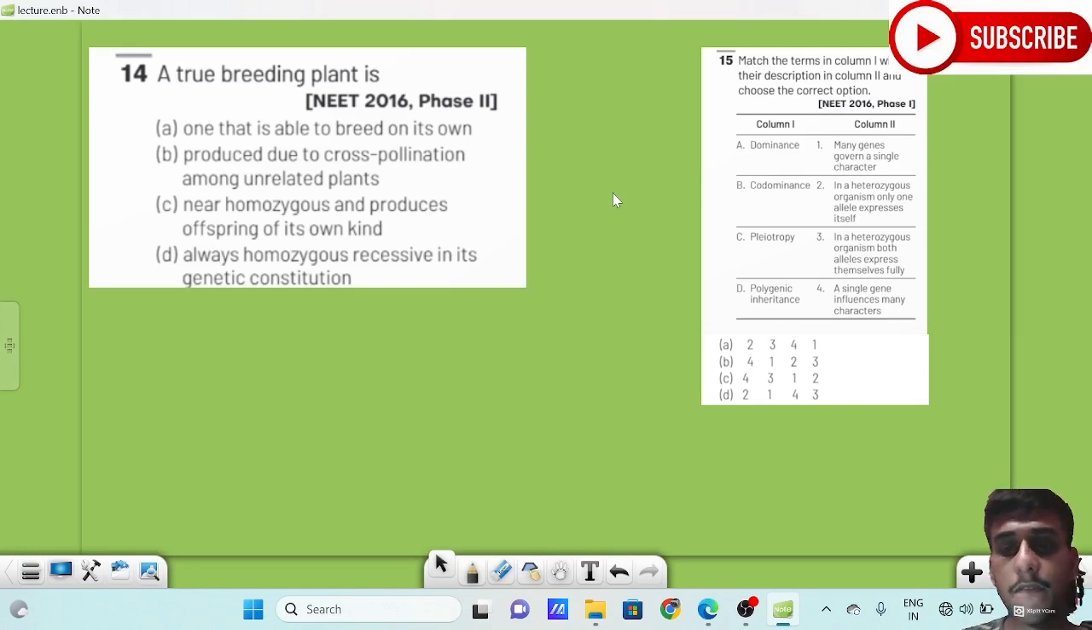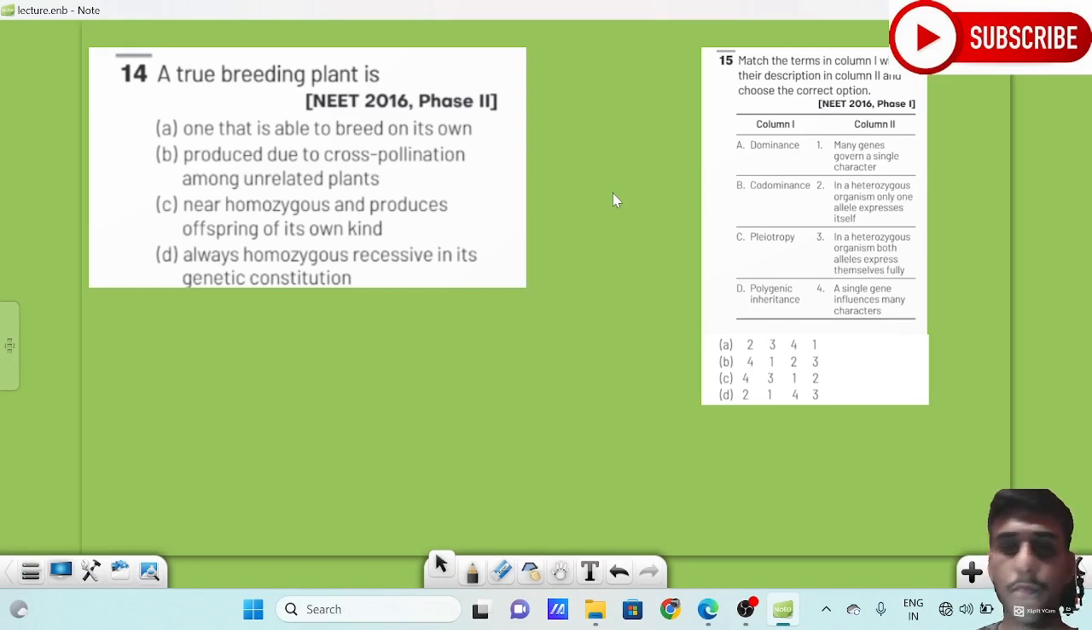Next, 15th question. Match the terms in column 1 and column 2. Okay. So what is actually dominance? We can look at it in the graph. Column number 2. What is dominant? Yes. Look, option number 2. In a heterozygous organism, only one allele expresses itself. Right. This is the best definition for dominance. In a heterozygous form, only one allele can express.